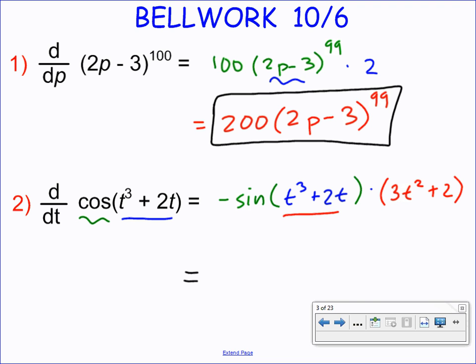So it looks to me like I'll go ahead and group the negative out front. I'll probably keep that as a quantity, (3t squared plus 2), and then times the sine of angle t cubed plus 2t. Hands in the air if you already had this. If you already had this one, yes! Good job, you guys.